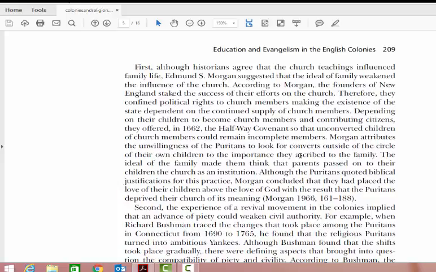Edmund S. Morgan suggested that the idea of family weakened the influence of the church. According to Morgan, the founders of New England staked the success of their efforts on the church. Therefore, they confined political rights to the church members. So in England, if you were part of the church, you had political power. But in the colonies, people were concerned about that political power. So that's what this whole paragraph talks about.